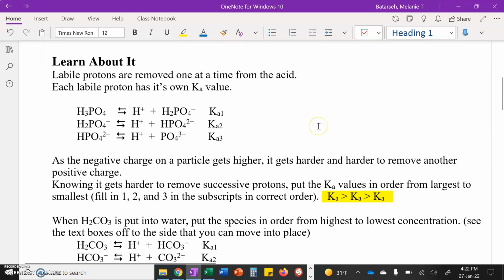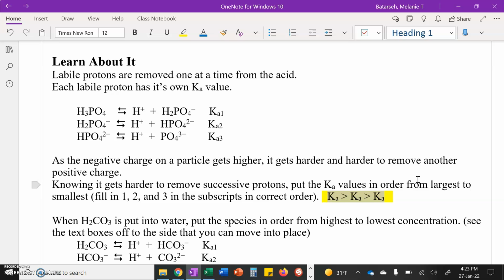As the negative charge on the conjugate base gets higher, here it's -1, here it's -2, here it's -3, it gets harder and harder to remove another proton, to remove a positive charge from something that's already negative. Knowing that it's going to get harder to remove successive protons, put the Ka values in order from largest to smallest. I want to fill in 1, 2, and 3 in these subscripts, saying which K value is the biggest, Ka1, Ka2, or Ka3.